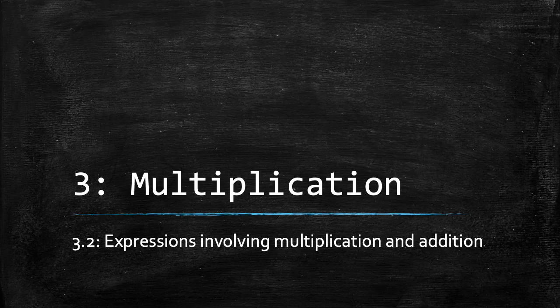Here's some examples of using the distributive property to calculate expressions involving multiplication and addition. Suppose we want to calculate 25 times 32. So we could use the methods from the previous video and multiply that out using either partial products or the common method.